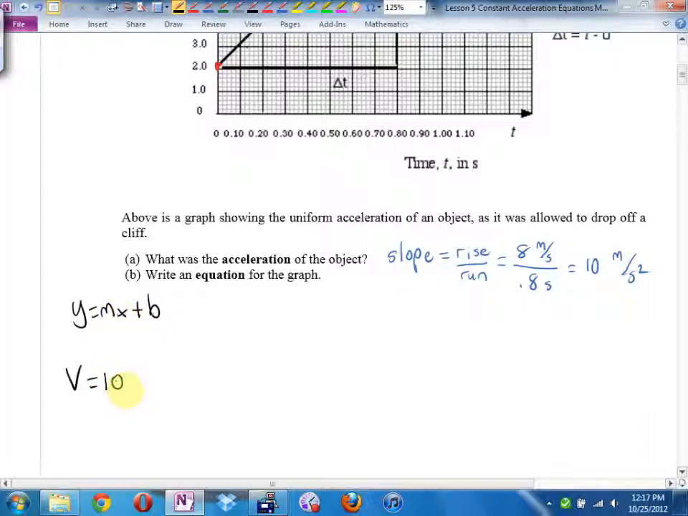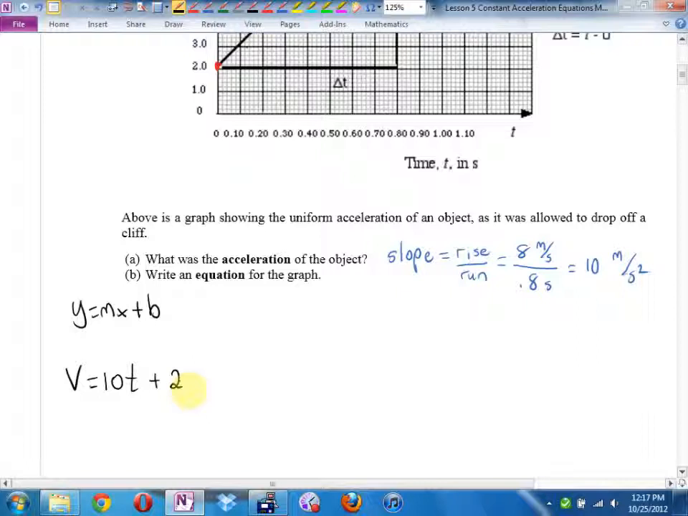I'm not going to write x. What would be a more clever variable to pick than x based on this particular graph? That's units. I said variable. t, plus, and b was the y-intercept. What is the y-intercept of this graph here? 2. There's an equation. Velocity equals 10t plus 2.